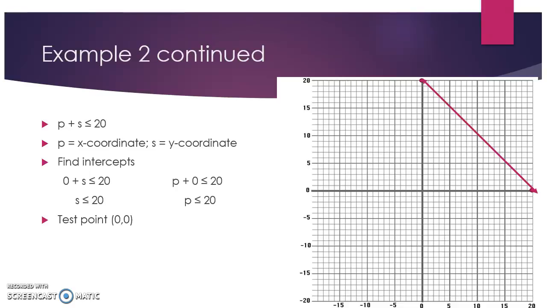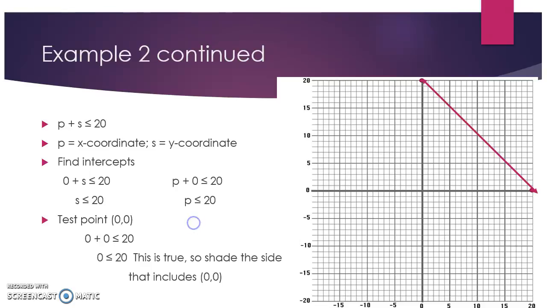So next we're going to test a point. I picked (0, 0) because it does not fall on our line. I'm just going to plug 0 in for P and 0 in for S. This ends up with 0 is less than or equal to 20. Since this is a true statement, you shade the side that includes (0, 0). So your graph's going to end up looking a little like this.